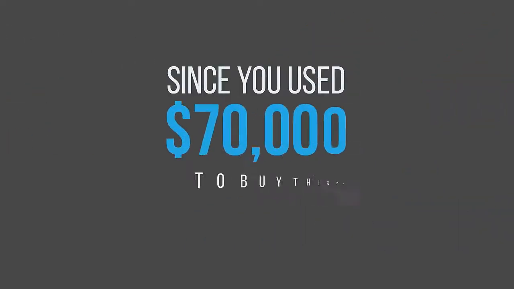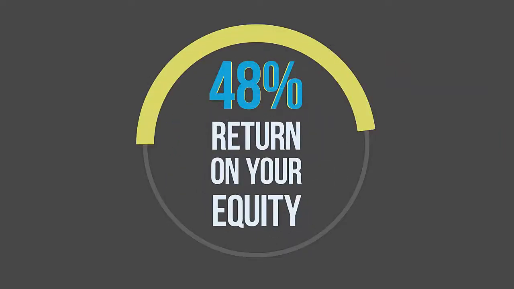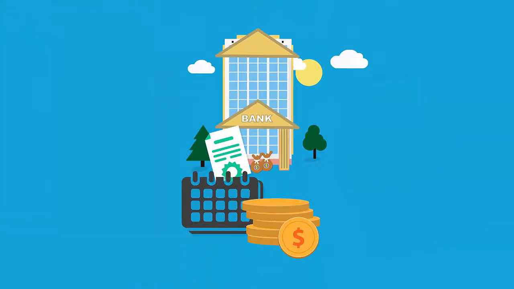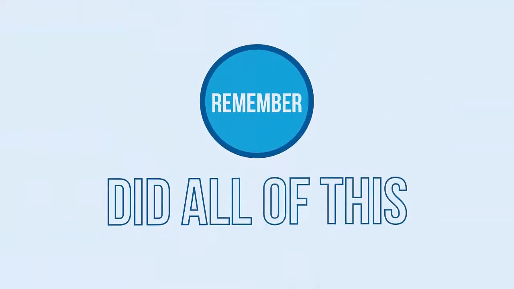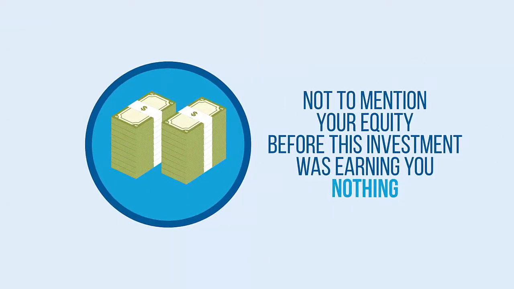And since you used $70,000 to buy this property from your equity, that's a 48% return on your equity. No bank or any other investment can give you that type of annual return. And remember, you did all of this without having that pile of cash you thought you needed. Not to mention, your equity before this investment was earning you nothing.